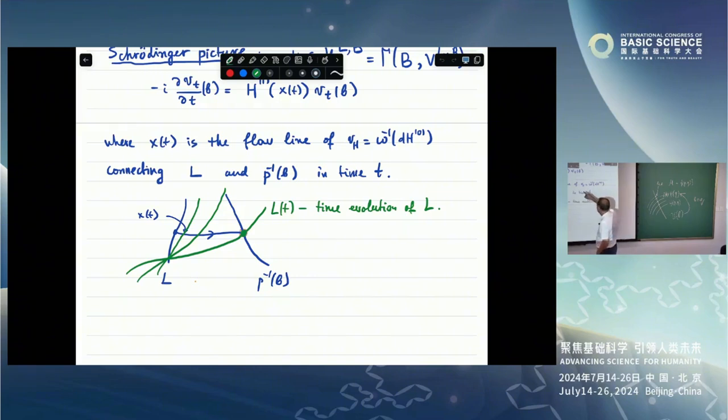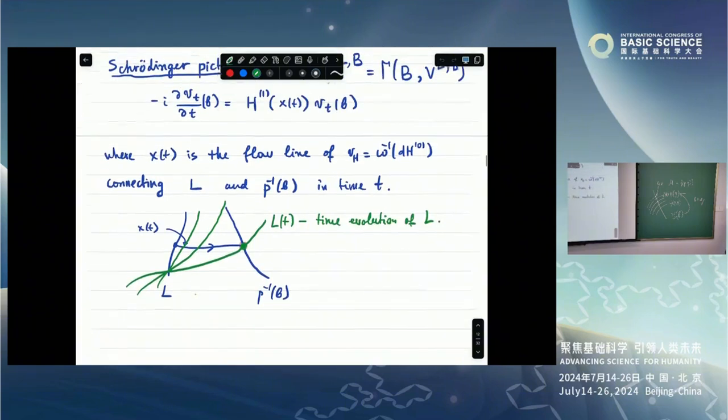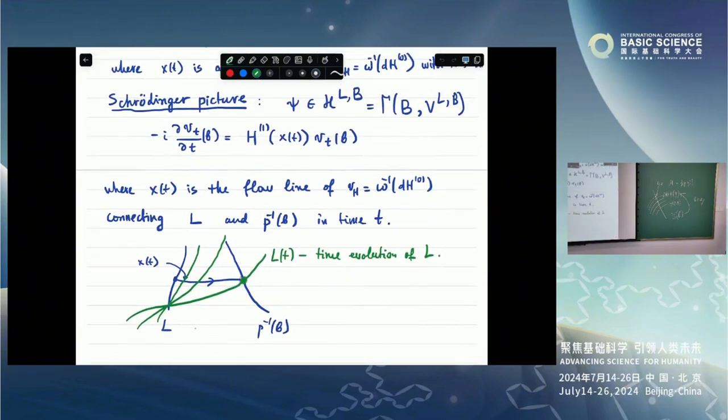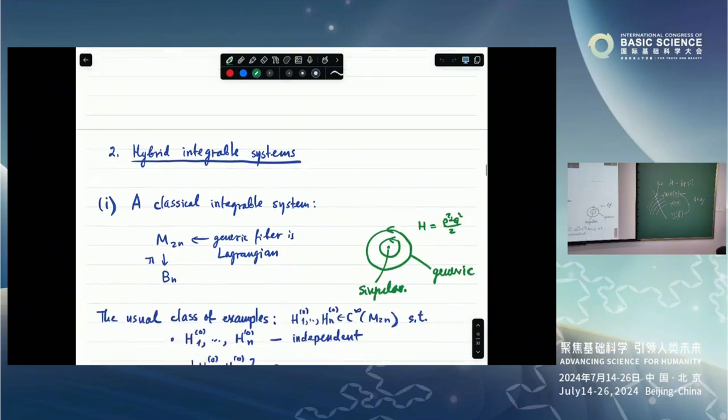So this is the picture. Here x_t is the flow line of the classical Hamiltonian connecting the Lagrangian section L and the Lagrangian fiber P inverse of B. You see, here we have the point P, and the section L is defining the module. So this is what x_t is, and this is how you can interpret it. This is the hybrid evolution in the Schrödinger picture in the Lagrangian representation of the hybrid algebra of observables.